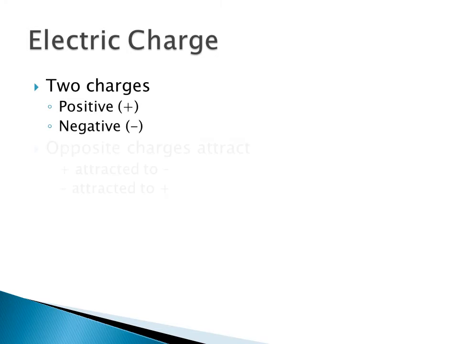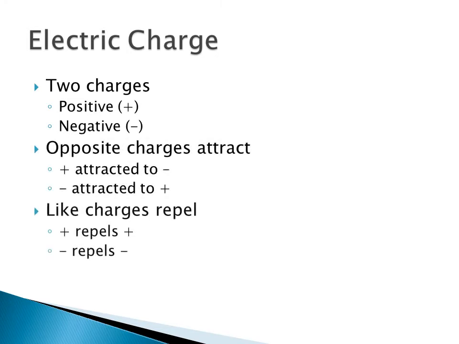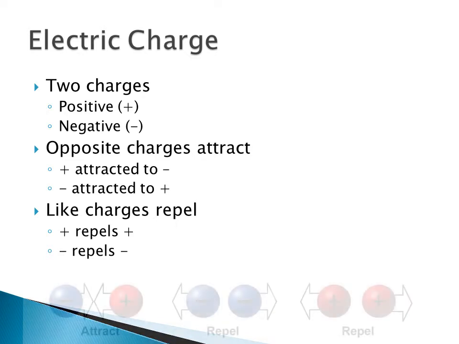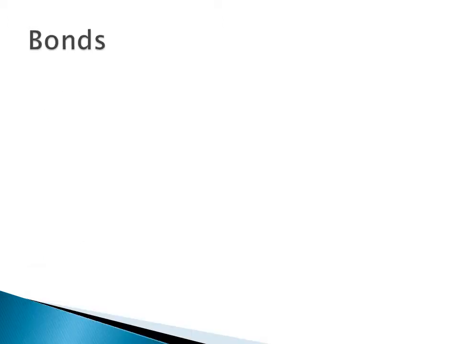If we review electric charges really quickly, remember that we have two types of charges, positive and negative. We know that opposite charges attract each other and like charges repel each other. So a positive and negative would be pulled closer together, whereas two negatives or two positives would repel each other, would force each other apart.